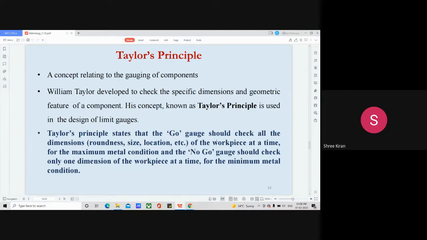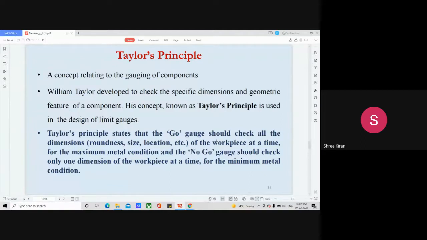Taylor's principle states that the go gauge should check all the dimensions, that is, the roundness, size, location, etc. of the workpiece at a time for the maximum metal condition.